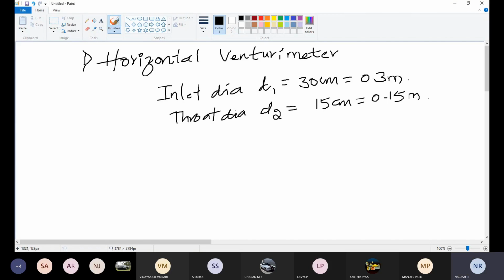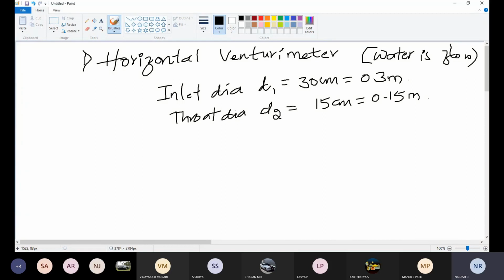Respectively, is used to measure the flow of the water. So here water is flowing. This is also an important thing. Here the water is flowing. Next, full stop. The reading of differential manometer connected to inlet and the throat is 20 centimeter of mercury.